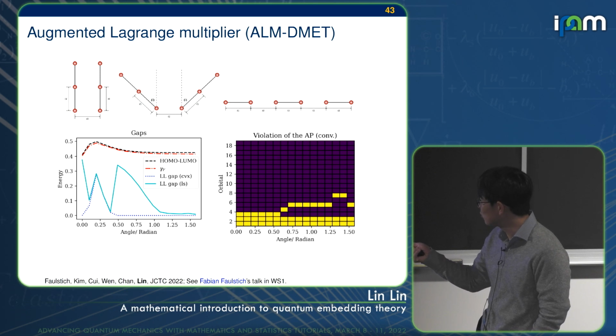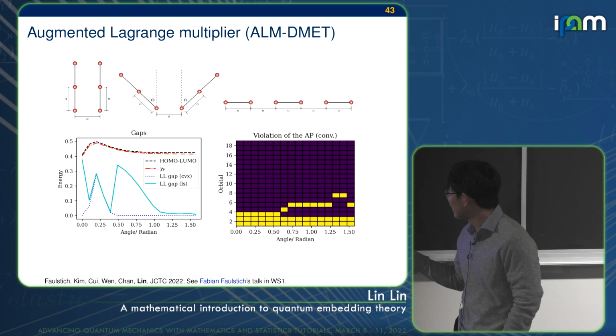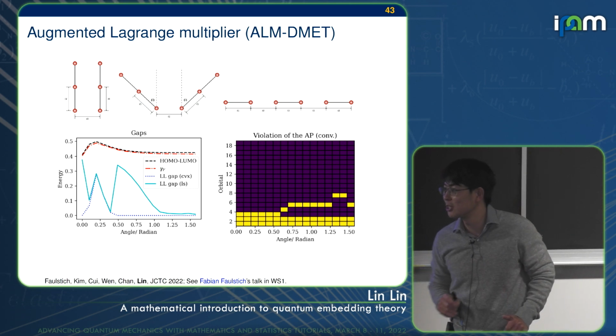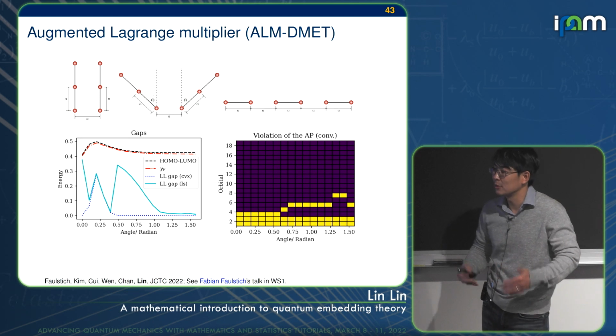This means the 1, 2, and the 5th orbital is occupied. And this is the 1, 2, and the 7th orbital is occupied. Why is it like that? I don't think there's any chemical intuition. But this is what the optimizer tells you to do.